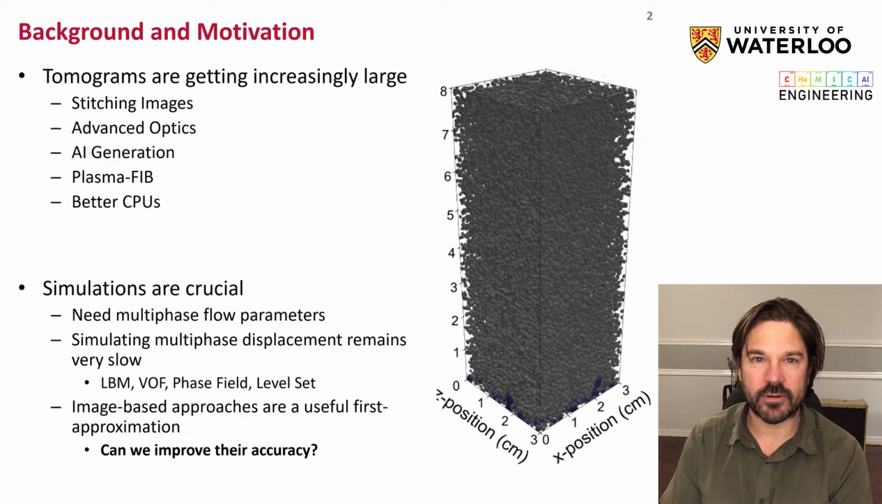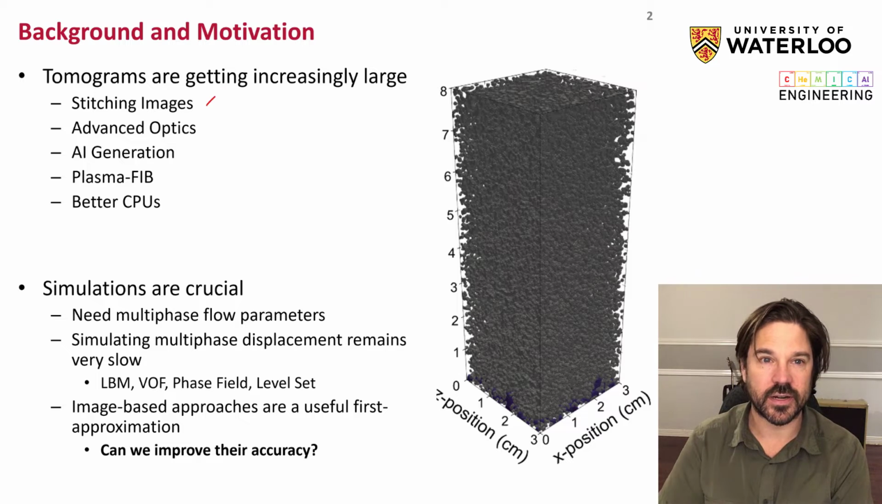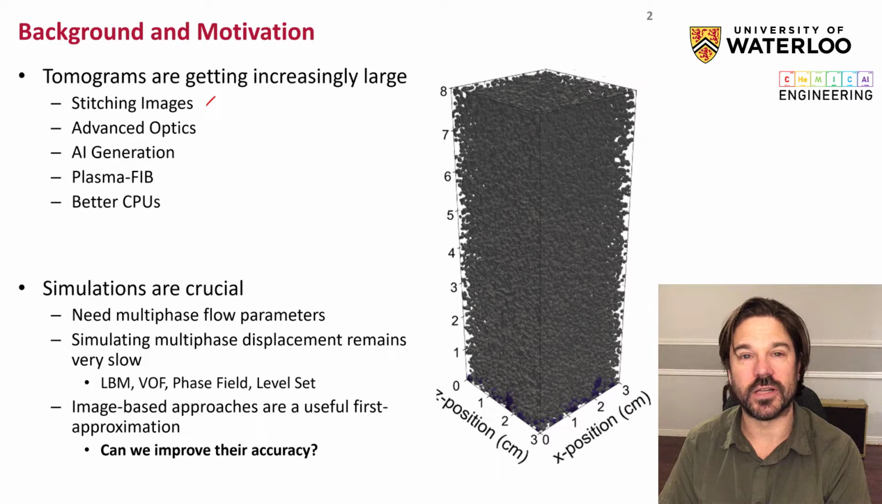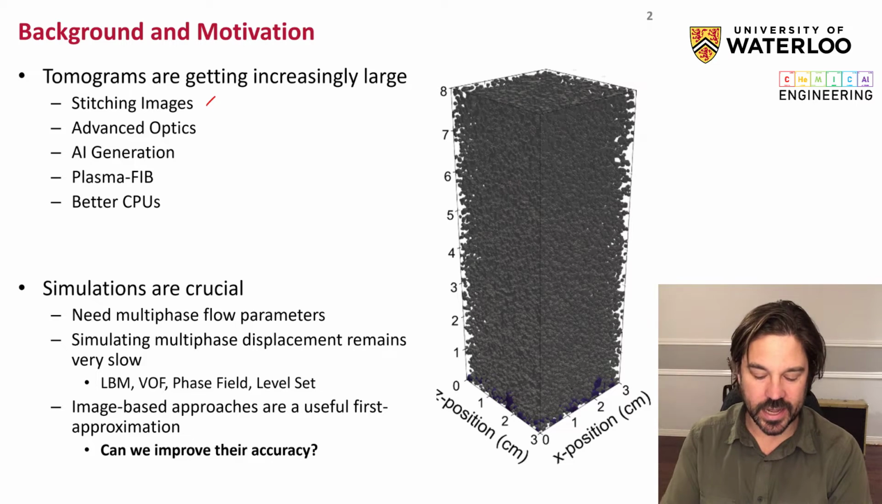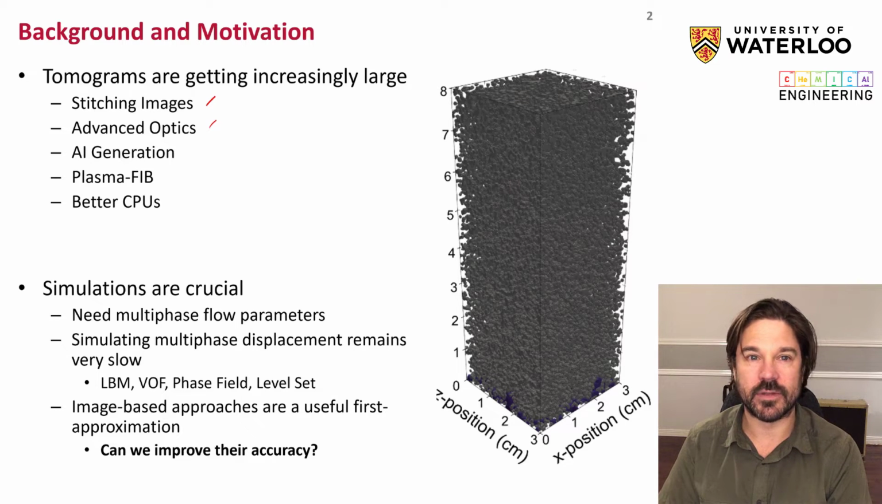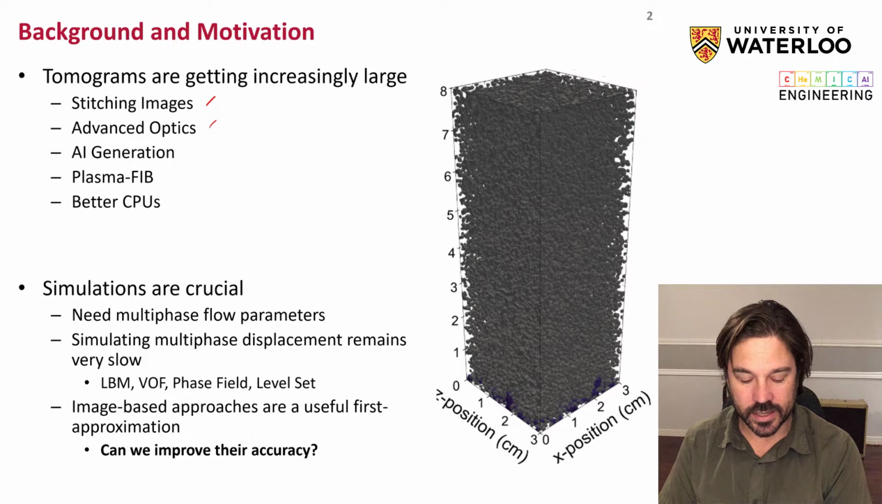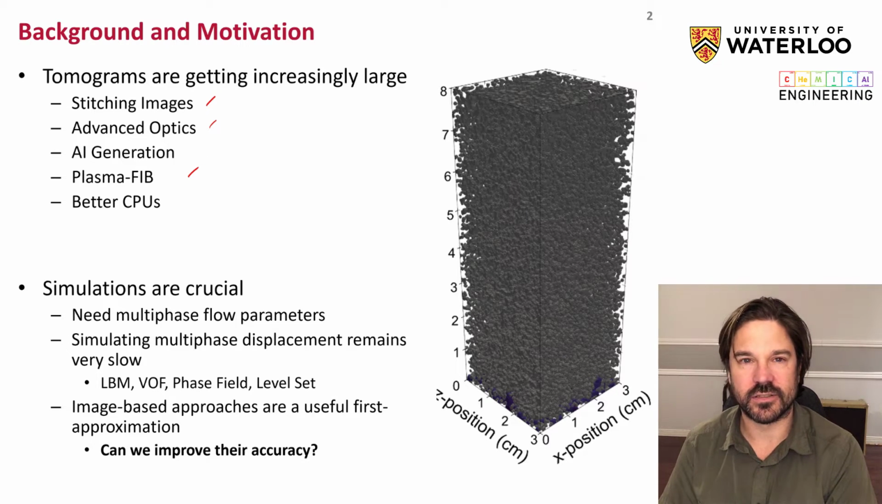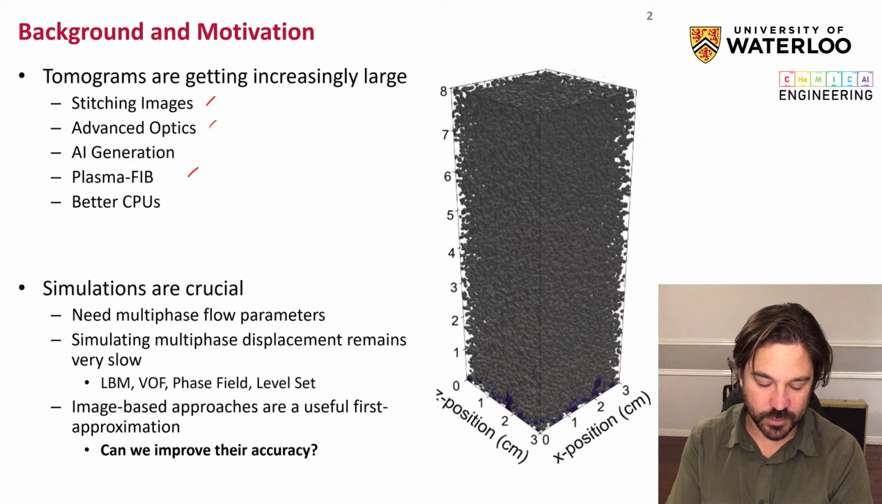So motivation and background are as follows. Basically, tomograms are getting larger all the time. Between the ability to stitch images together to make extremely tall images, for instance, you can find a 10,000 voxel tall image on Digital Rock's portal. You can use advanced optics to get images with larger field of view, AI generation of arbitrarily large images that are representative of actual materials. Plasma FIB, interesting technique. Technically, it's not tomography, but it does generate a voxel image. Of course, we also have better CPUs.